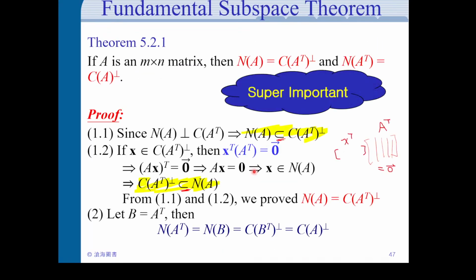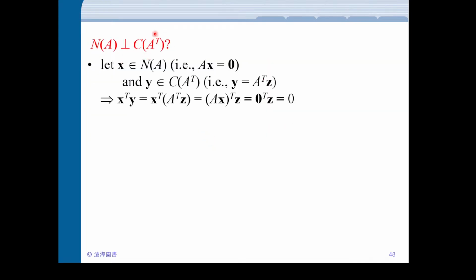And finally we have a bit of extra proof that goes beyond just intuition. So we want to prove that the null space of A is actually perpendicular to the column space of A transpose, or the null space of A is actually perpendicular to the row space. Then we can do an algebraic calculation here. So take something inside the null space and something inside the column space of A transpose, and they will satisfy two conditions. Anything inside the null space means A times x equals 0, and something inside the column space of A transpose means there exists some z such that y equals A transpose times z.